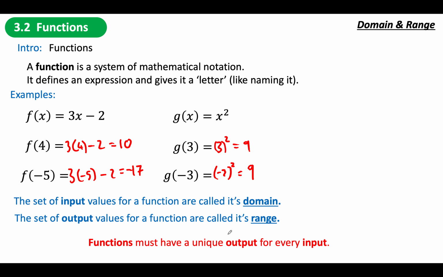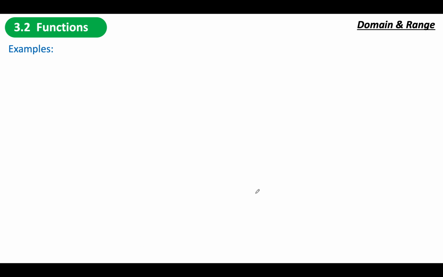Functions must have a unique output for every input. Interesting. Because this means this is positive 9. That's also positive 9. Well, this is true, though. It doesn't mean it can't be the same as another output. But there can only be one output. There can't be any ambiguity. You can't have an input that's got 2 possible outputs, is what we're saying there. Okay? Right, let's move on.